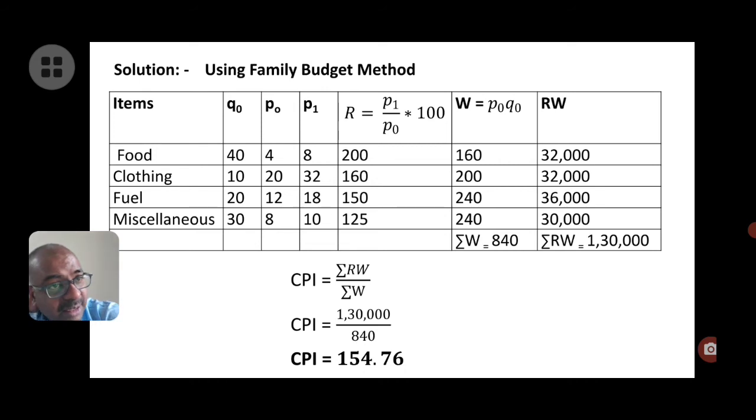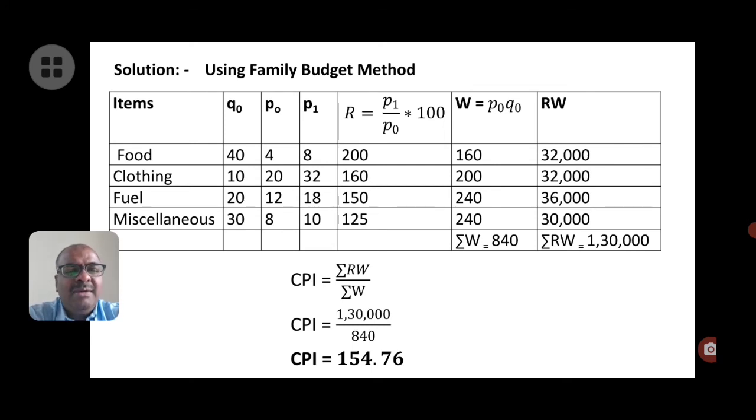Similarly, let us find out the weights for each and every item, which is P0 into Q0. 4 into 40, 160. 10 into 20, 200. 20 into 12, 240. 30 into 8, 240. And sigma W is 840.